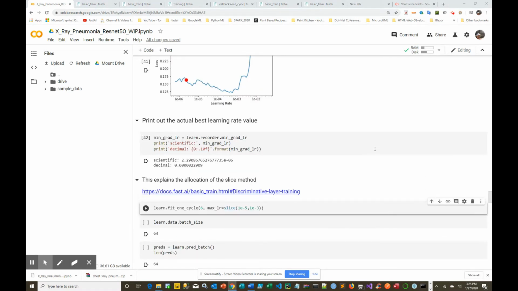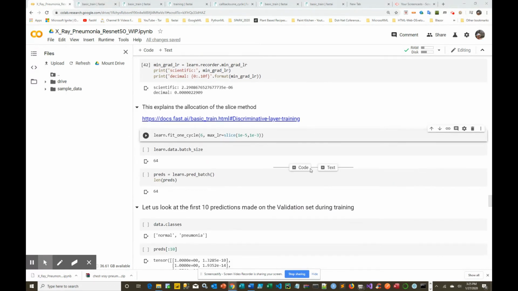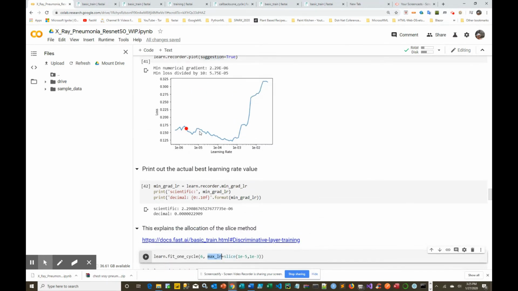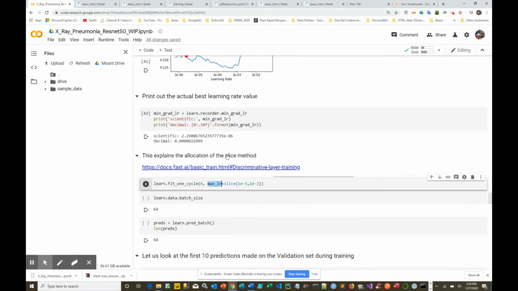Now I'm ready to train the whole network. Keep in mind, all the parameters will be trained now. All the 23 million of them. So what I can do is I can fit one cycle, and you can choose how much you want here. I'm going to try 6 epochs, and this max learning rate that I'm going to be using is going to be a range instead of just one number. And there's a reason for that.